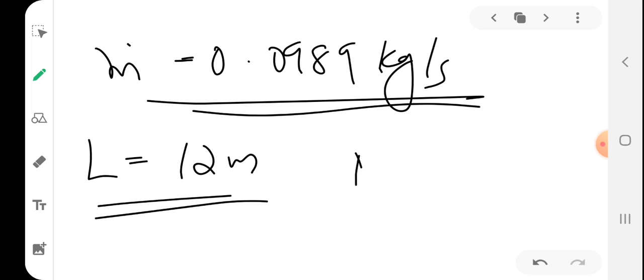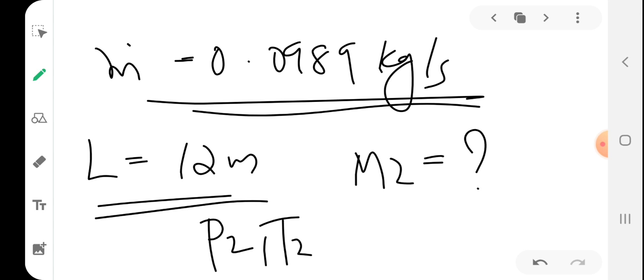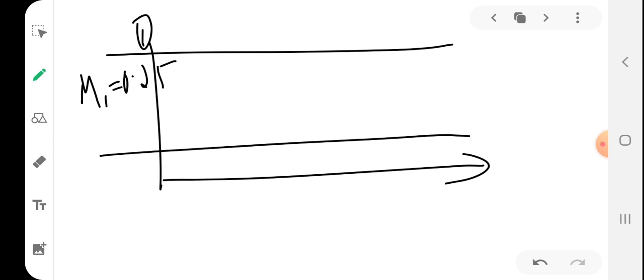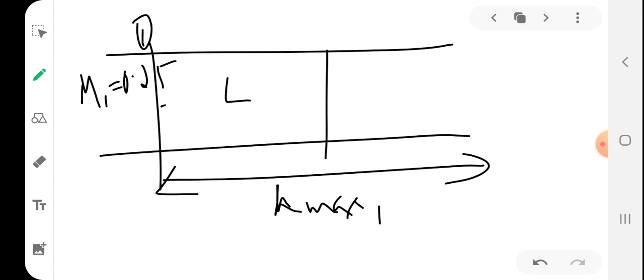So students, M2 is unknown. P2, T2 and M2 are the things to be found out. If you know M2, you can easily get P2 and T2 from the table. So you have to find M2. M2 can be found using this technique: if this is the duct, this is section 1, M1 equal to 0.25. So you can calculate Lmax 1, and the length of the duct is this much only.